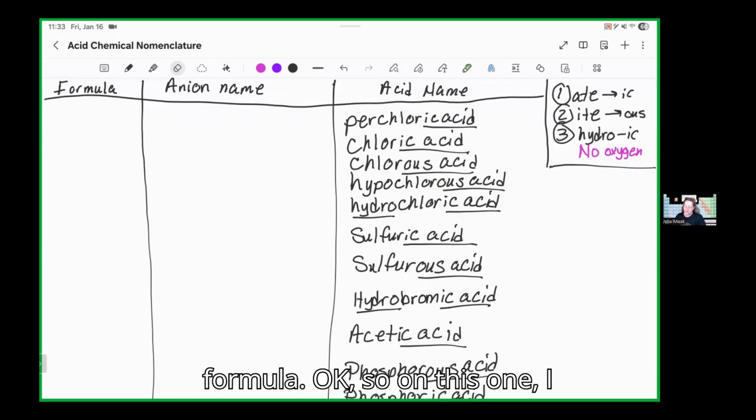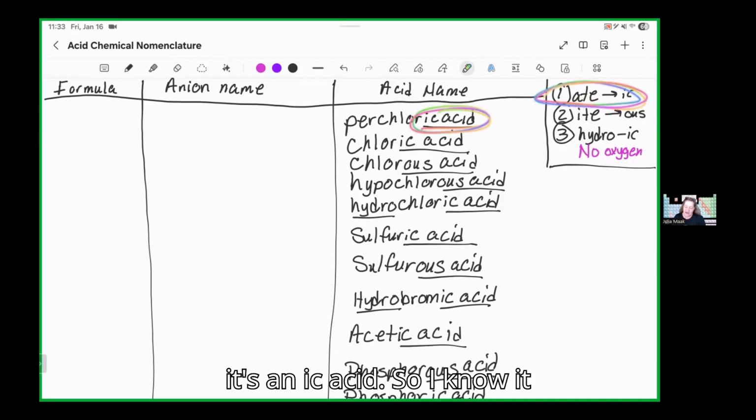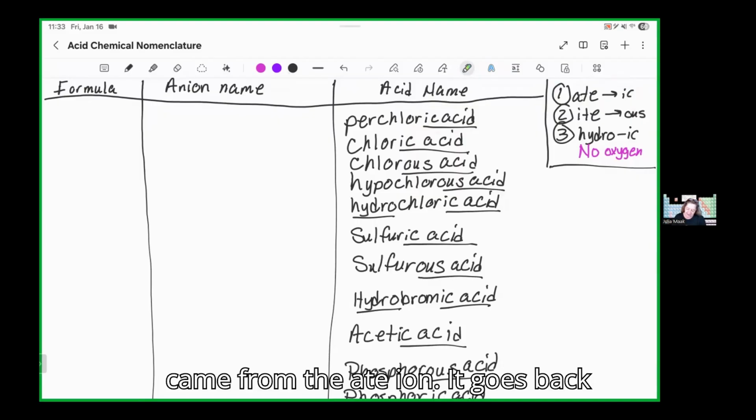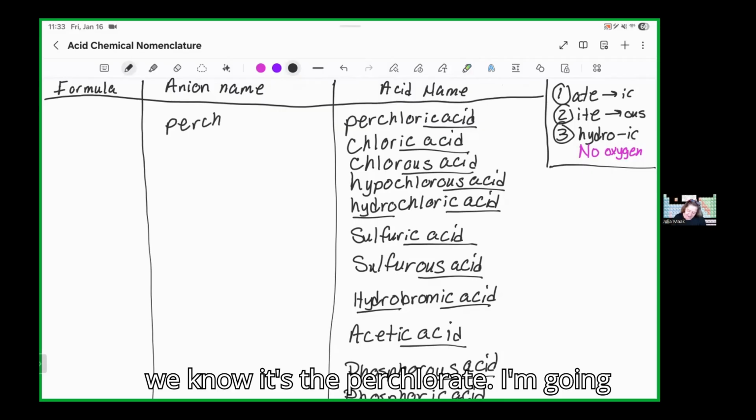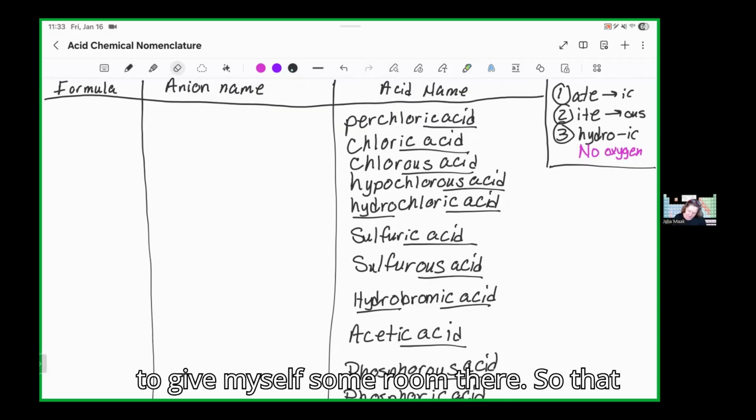Okay. So on this one, I look at the name and I see that it's an ic acid. So I know it came from the ate ion. Ic goes back to ate. So this was perchloric. So we know it's the perchlorate. I'm going to need to give myself some room there. So that is our perchlorate.